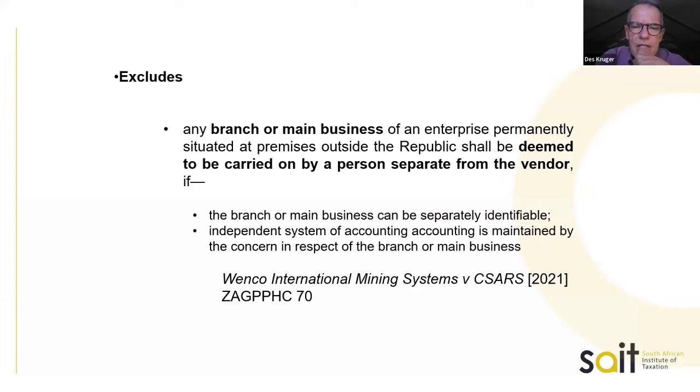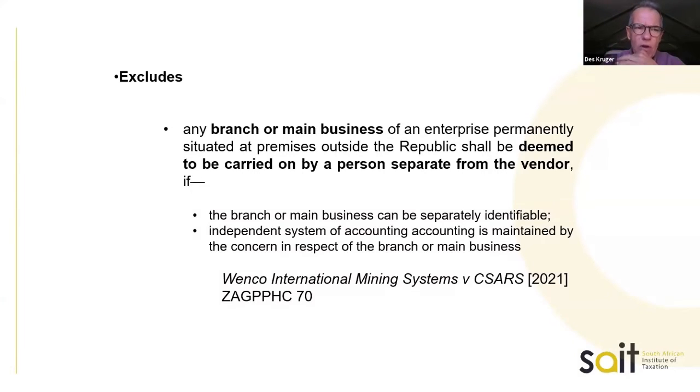Now, in Wenca International Mining Systems, they had established a branch in South Africa that rendered services only to Wenca. In other words, Wenca had contracts with various mines here, and their local branch would service that contract on behalf of Wenca sitting offshore. Now, the question was could they rely on this to register the branch as a separate person and therefore a separate VAT vendor, or did they have to register Wenca International Mining Systems, the corporation?